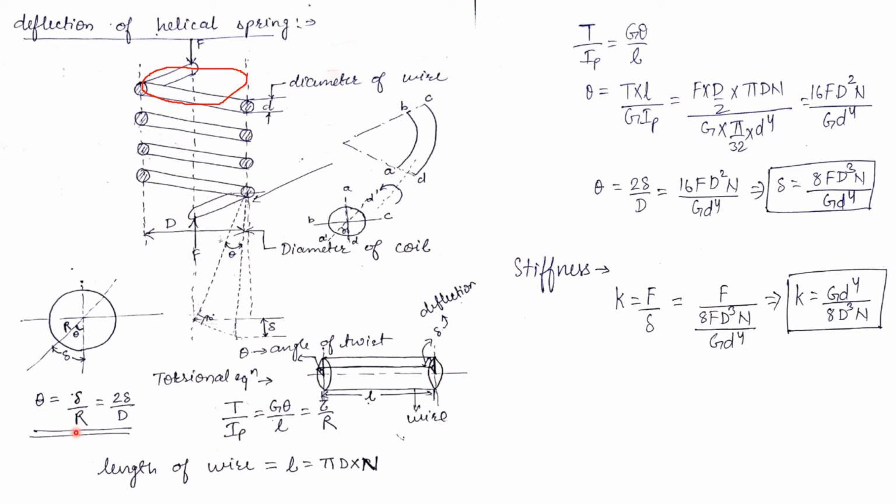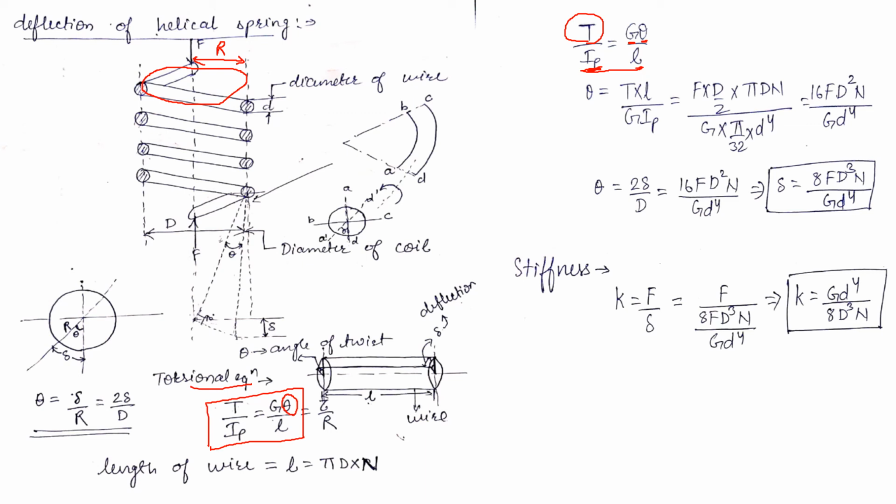This is the angle of twist. How can we calculate this angle? We know the angle is equal to arc upon radius from this diagram. Theta is equal to del upon r, where r is the radius of the coil. Now we are calculating the angle of twist. For calculating the angle of twist, we use the torsional equation. We are using this equation for calculating theta. T upon Ip is equal to G theta upon L, where G is modulus of rigidity, theta is angle of twist, L is length of the wire, T is the torque, and Ip is polar moment of inertia.